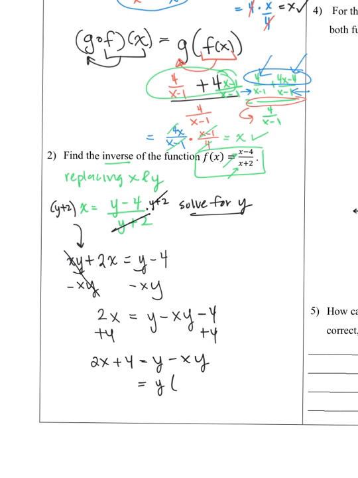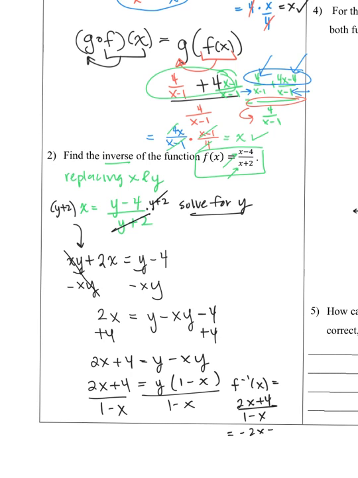Again, we're trying to solve for y, so if we factor it out or undistribute, we're going to have 1 minus x there, so 2x plus 4 divided by 1 minus x equals y. So that means that our inverse function, f inverse of x, will be equal to 2x plus 4 all over 1 minus x. If you flip-flopped stuff a little bit, you also might have instead negative 2x minus 4 over x minus 1. That would be okay too.